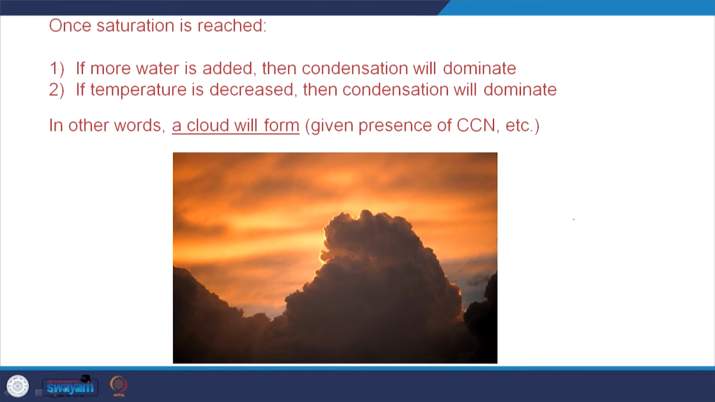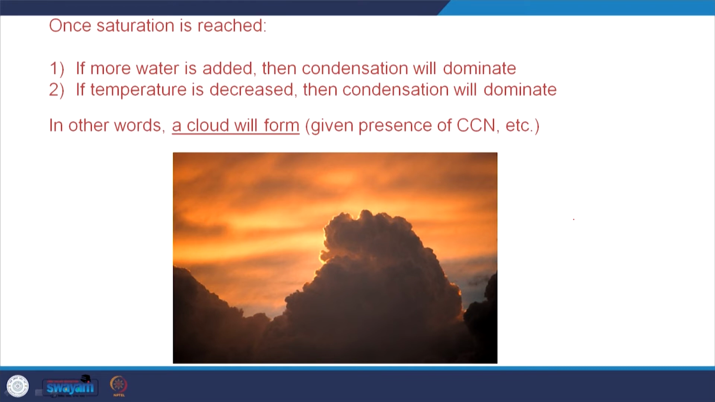That means the system then develops a tendency to throw away the extra amount of moisture which is above the saturation values, right? So once saturation is reached, if you are trying to add more moisture into the air parcel, this will lead to the process of condensation. And what is the role of condensation? Condensation will develop tiny droplets of water on a surface, or the moisture will be thrown out.